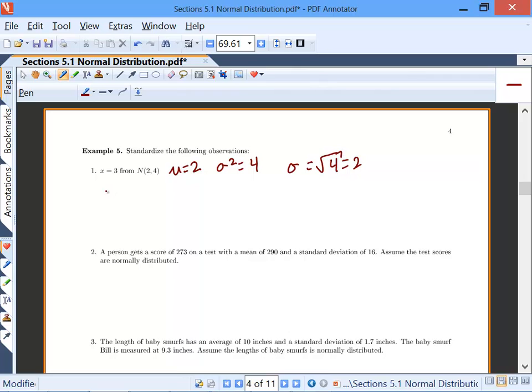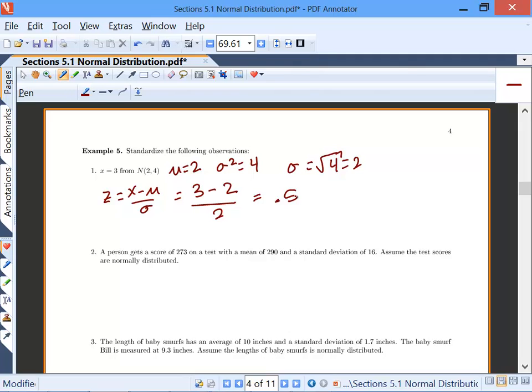And x equals 3, so we start with our formula. This is a formula you should probably memorize. It's x minus the mean over the standard deviation. So I plug in my 3 minus my mean of 2 divided by my standard deviation of 2 gives me 1/2 or 0.5. So this person that was a 3 is 0.5 standard deviations above the mean.